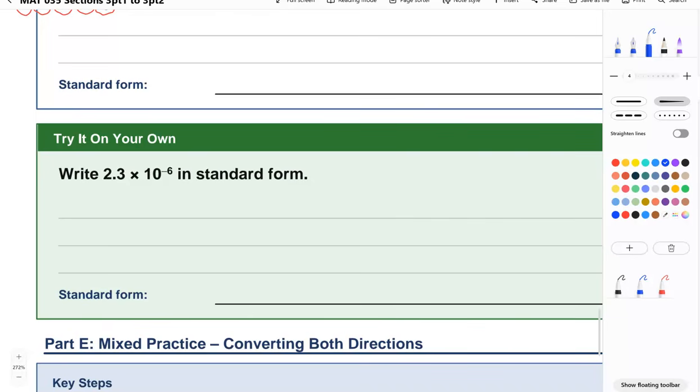That last one, try it on your own. 2.3 times 10 to the negative 6. Take a minute, try it, come back, check your answer. So we have 2.3. The negative exponent tells me I need a really small number, so I'm going to move to the left. So I'm going to move that decimal left 6 times. 1, 2, 3, 4, 5, 6. Put in my zeros. So this is going to be point, and then 5 zeros, 2, 3.